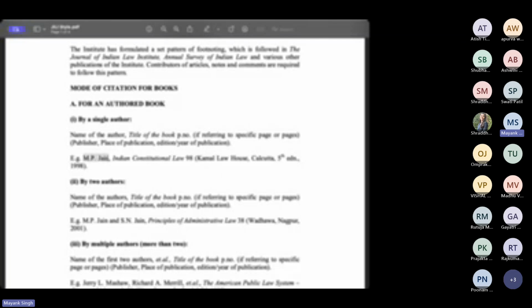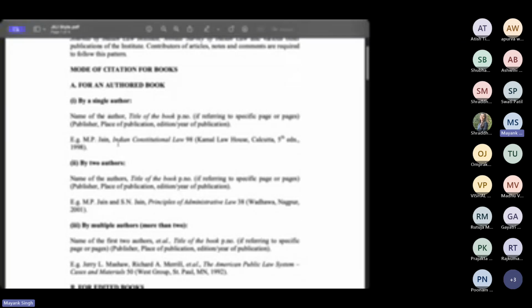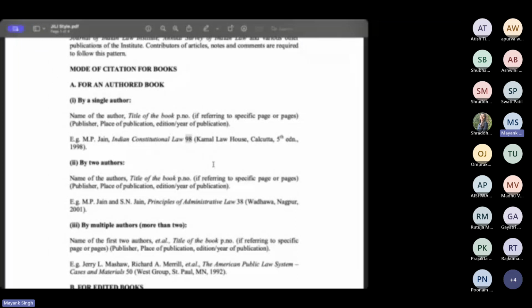Name of the author, MP Jain, it is written in normal font. Then comma, Indian Constitutional Law, that is the name of the book. It is written in italics. 98 is what? 98 is the page number. Then you start the bracket, you write the name of the publisher. Name of the publisher is Common Law House. Then place of publication, it is Calcutta. So you will write Calcutta.